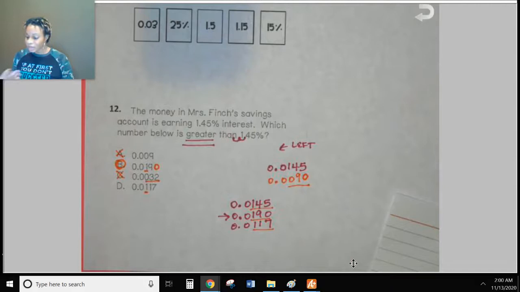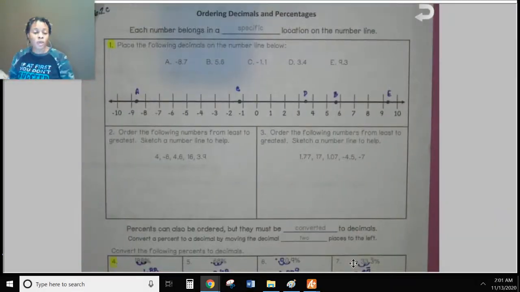So again, let's do a quick recap of what we have learned. We know that each number belongs in a specific location on a number line. We know that we want to make all of our numbers the same format. So if we have percents, we want to make them decimals. If we have fractions, we may want to make them decimals. Or if they're improper, we might want to make them mixed numbers. We want to make them something easy and friendly for us to use to be able to locate where they go on the number line.